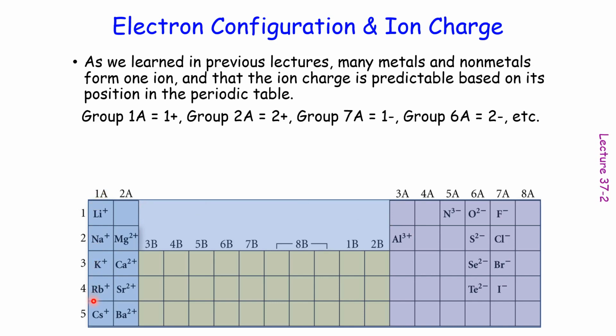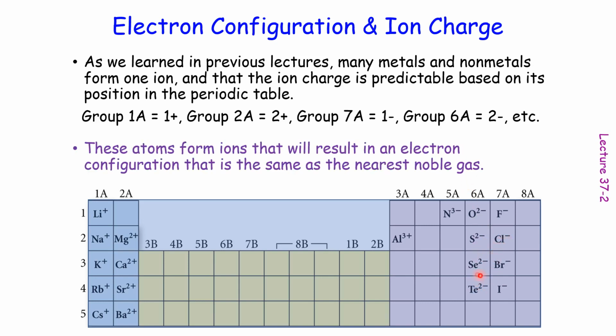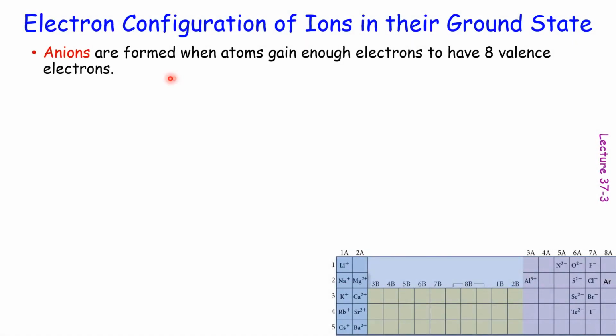For group 1A elements, they always form 1+ cations. Group 2A elements always form 2+ cations. Group 7A, normally 1- anions. Group 6A, typically 2- anions. After forming ions, whether cation or anion, those ions will result in an electron configuration that is the same as the nearest noble gas. So in group 8A, you already know.